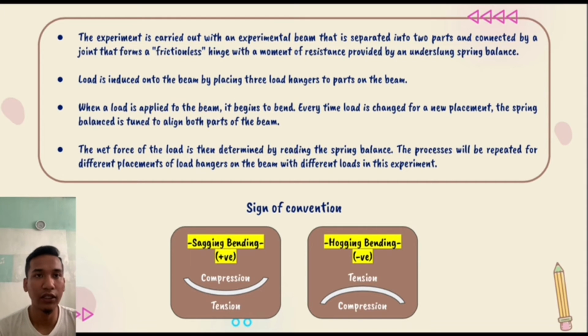The experiment is carried out with an experimental beam that is separated into two parts and connected by a joint that forms a frictionless hinge, with a moment of resistance provided by an end underslung spring balance. Load is induced onto the beam by placing three load hangers on the parts of the beam. When a load is applied, the beam begins to bend. Every time the load is changed for a new placement, the spring balance is tuned to align both parts of the beam. The net force of the load is then determined by reading the spring balance. The process is repeated for different placements of load hangers on the beam with different loads.